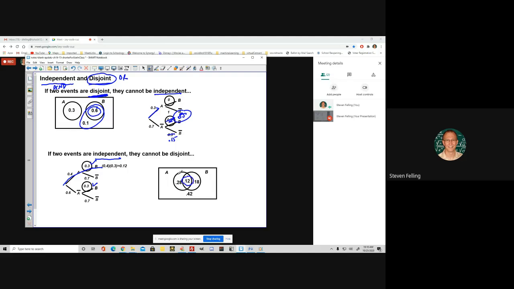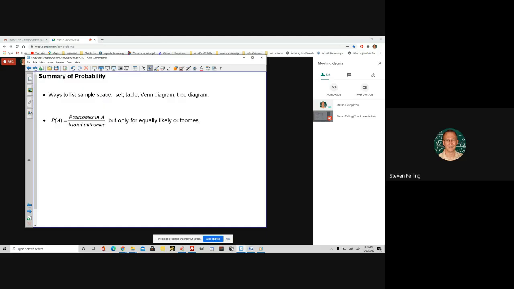So this is not a super important point, but just an interesting observation: although independence and disjoint events are two completely separate things, one related to "and" and one related to "or," if events are independent, they can't be disjoint, and if they're disjoint, they can't be independent. All right. Let's talk summary of probability here.